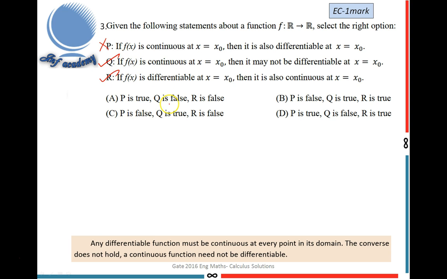P is wrong, Q and R are true. So option B: P is false, Q is true, R is true. The answer is option B. The final answer is option B.